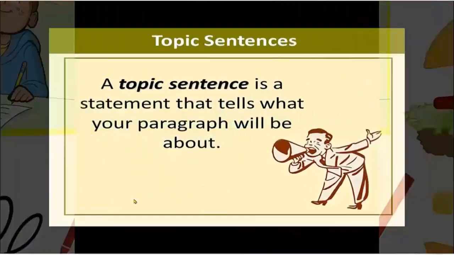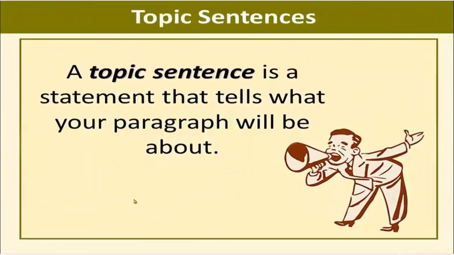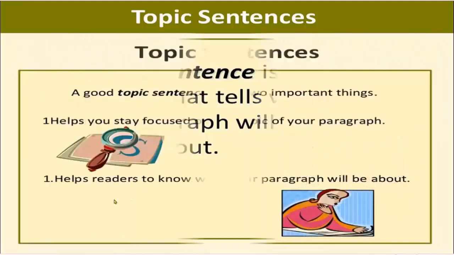For more understanding, please, let's read these definitions. A topic sentence is a statement that tells what your paragraph will be about. It should be general. Don't go into details or write any details about the topic in the first sentence. Write one sentence. This sentence should be attractive to draw our attention.